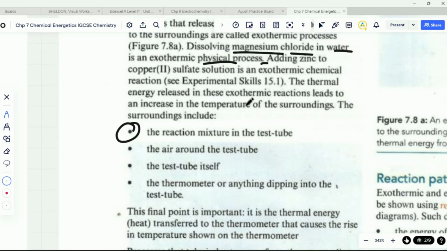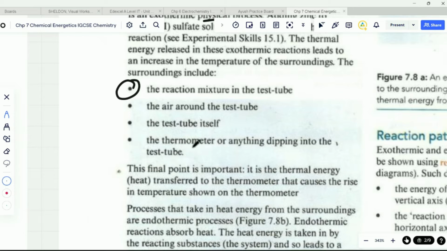So far? Alright, okay. The air around the test tube itself, the thermometer, or anything dipping into the test tube, all of them will be affected during the exothermic reaction. So if you want to always think of what would happen in an exothermic reaction, the first basic thing is think of a wood that is burning, and then imagine how would that burning wood affect the surrounding. You will be able to feel that heat. So what else would be happening? The temperature would be increasing, the air around it would also be getting hotter. Yes, the wood itself would change its state. It will keep on burning all the way down.